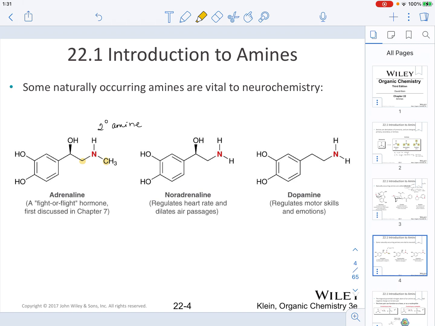Here we have noradrenaline, which is a molecule that regulates the heart rate and dilates air passages. If we look at the classification of the amine, this is a primary amine, because we have one carbon atom bonded to the nitrogen. Dopamine is another biomolecule that contains amines, and this also has a primary amine, again because the nitrogen atom is bonded to one carbon. Specifically, dopamine regulates motor skills and emotions in the human body.